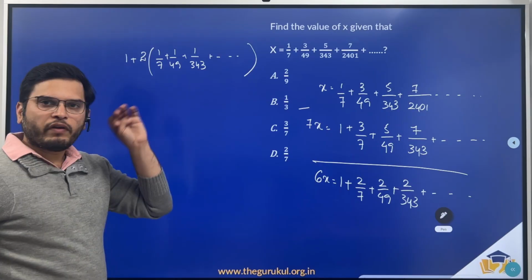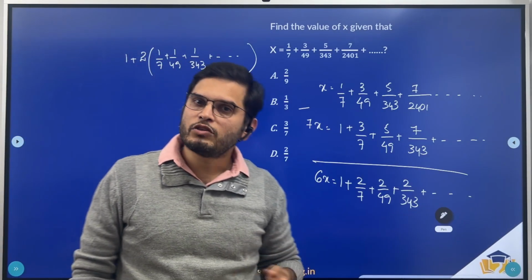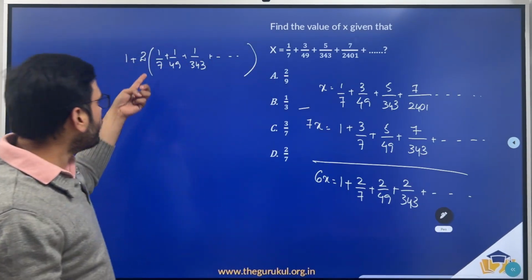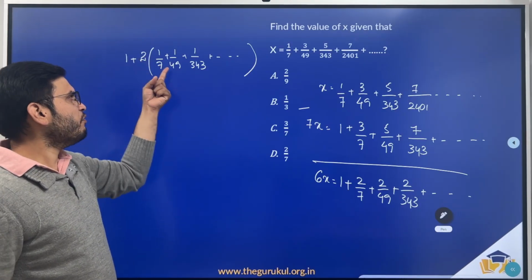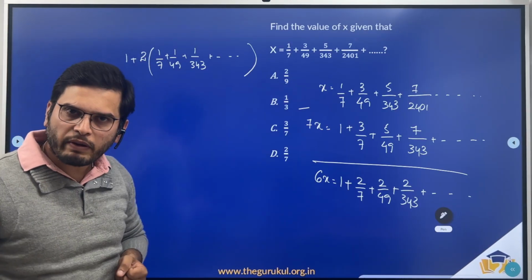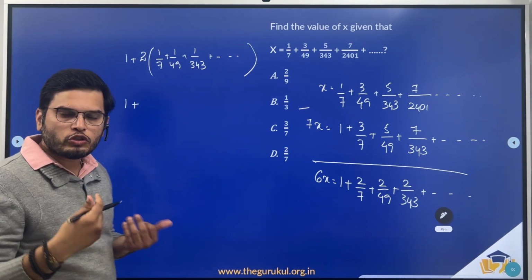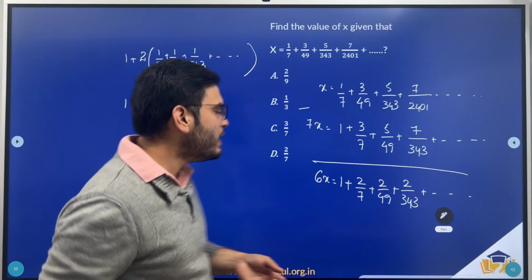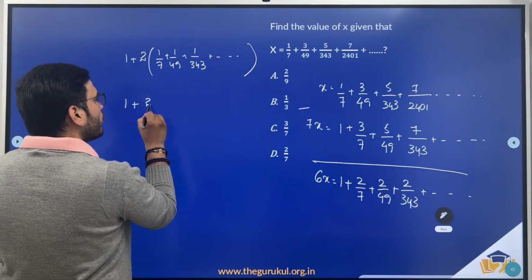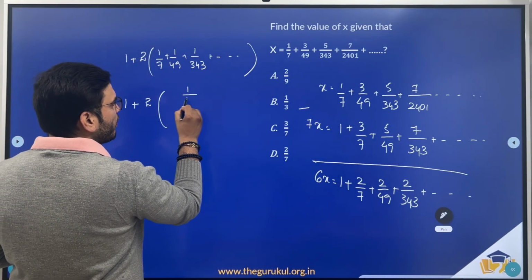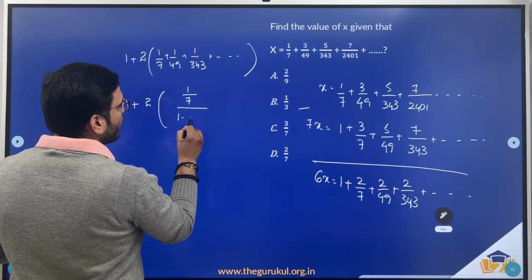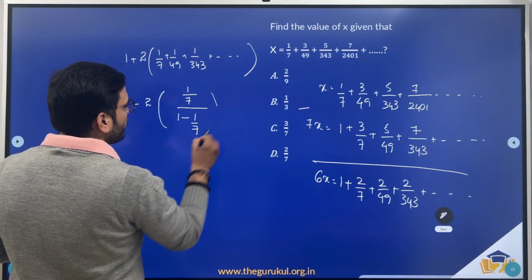Now this becomes an infinite GP where the common ratio is less than 1. Right. So what's the common ratio? 1 by 7. So 1 by 7, 1 by 49, 1 by 343. The common ratio is 1 by 7. Right. So this will be the sum of infinite terms of a geometric progression where the common ratio is less than 1. That is nothing but a by 1 minus r. So 1 by 7 by 1 minus 1 by 7.